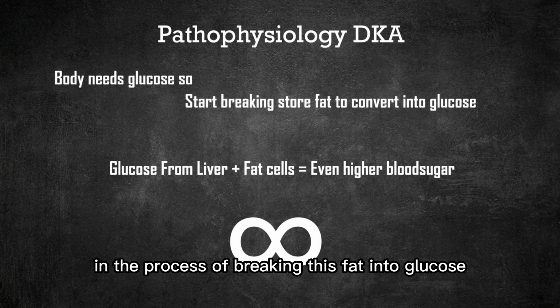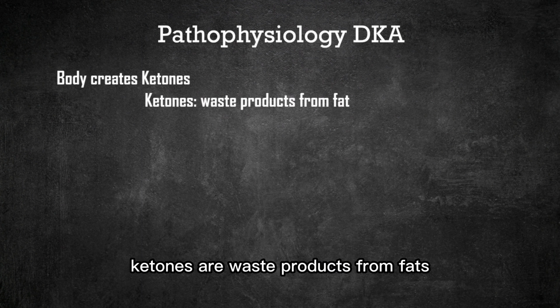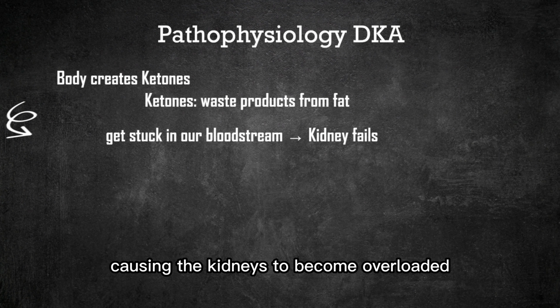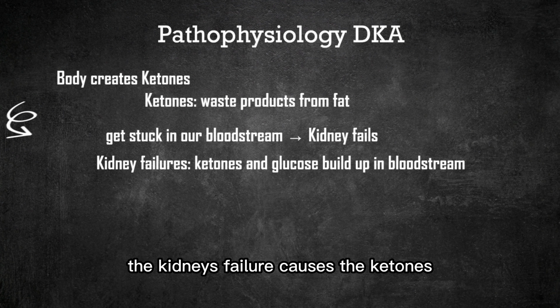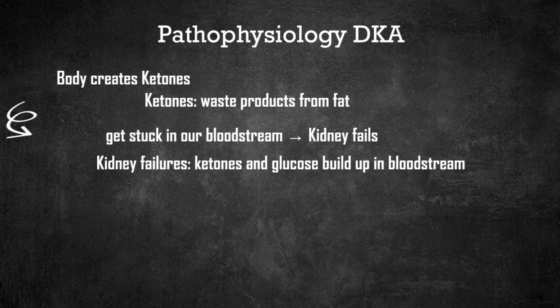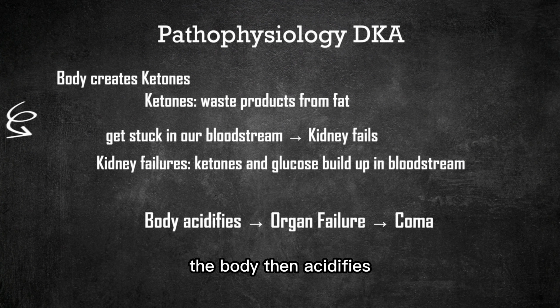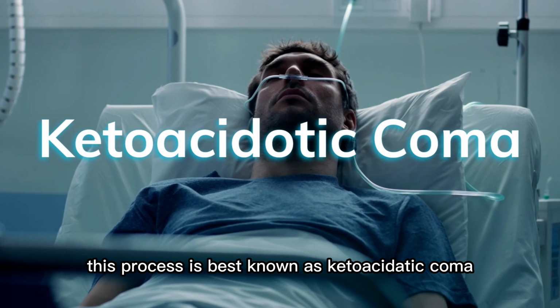In the process of breaking these fats into glucose, the body produces ketones. Ketones are waste products from fats, and these ketones get stuck in our bloodstream, causing the kidneys to become overloaded and eventually fail. The kidney failure causes the ketones and glucose to continue to build up in the blood. The body then acidifies, causing organ failure, and the patient goes into a coma. This process is best known as ketoacidotic coma.